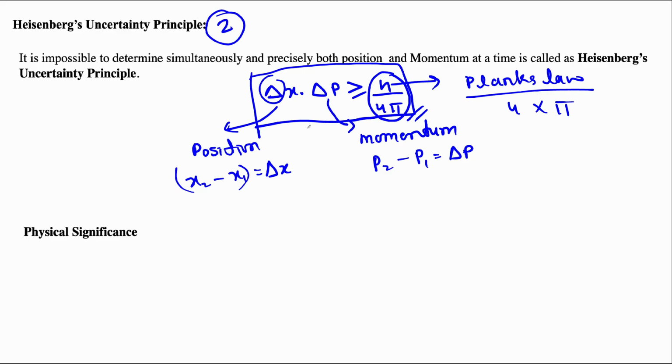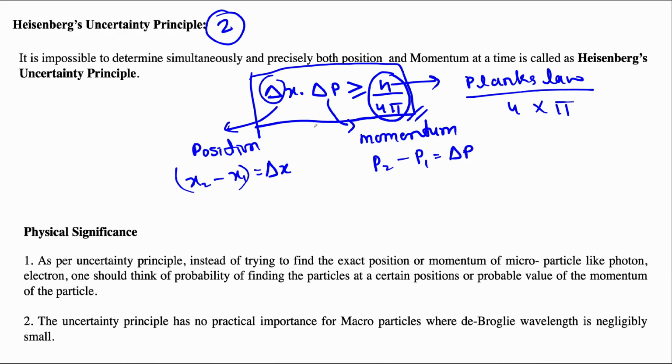Next, physical significance of the Heisenberg uncertainty principle. Let us see, there are 2 types of physical significance. First one, as per the uncertainty principle, instead of trying to find out the exact position or momentum of a microparticle like a photon or electron, one should think of the probability of finding the particle at a certain position or the probable value of the momentum of a particle.